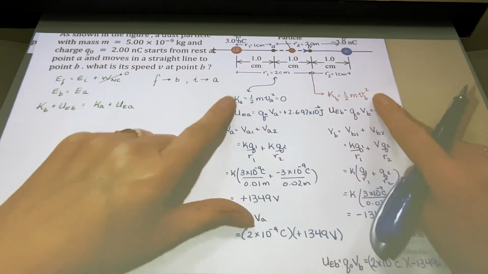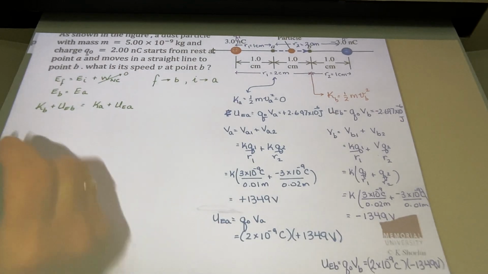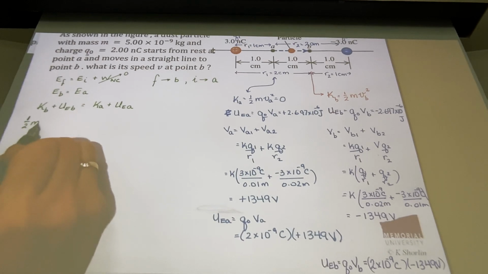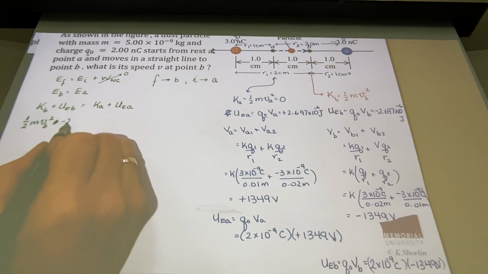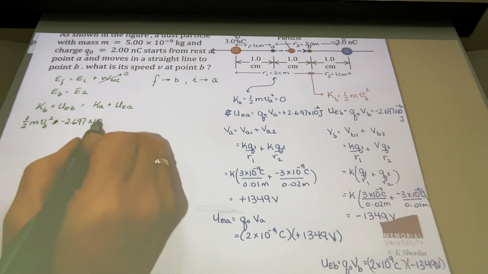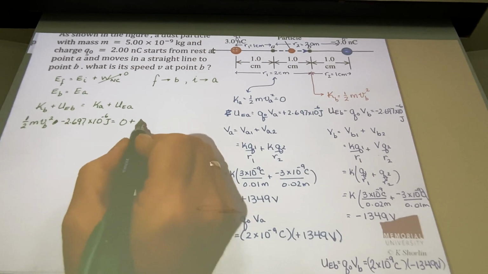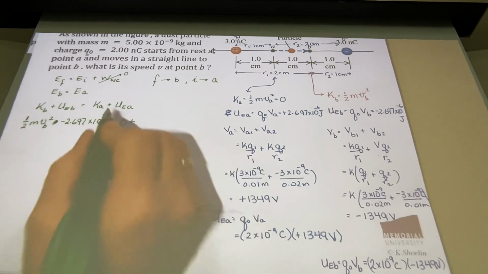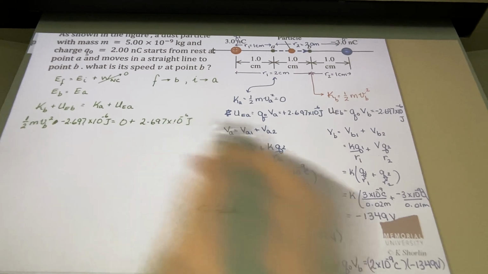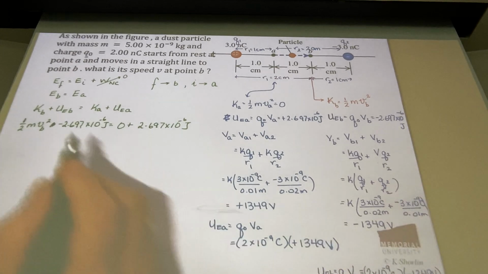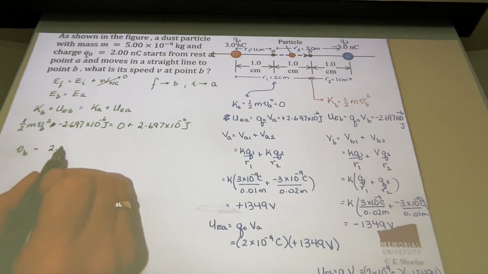So now all my K's and U's, I'm going to fill into my equation over here. So KB is 1/2 times the mass times VB squared plus UB. UB is negative 2.697 times 10 to the minus 6 joules, equals K, that's 0, plus 1/2 times M times 0 squared, that's our K, plus U, which is positive 2.697 times 10 to the minus 6 joules. If I want to solve for my VB, I'll take my 2.697 to the other side.